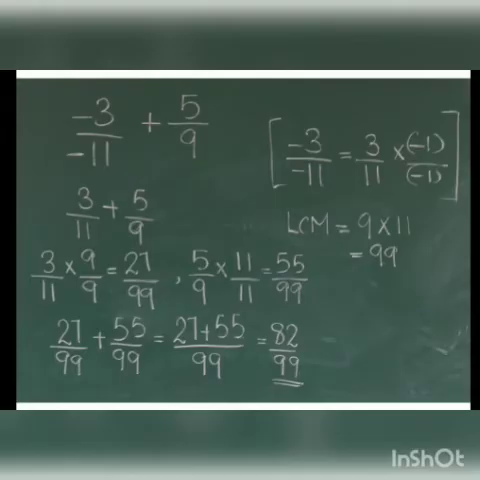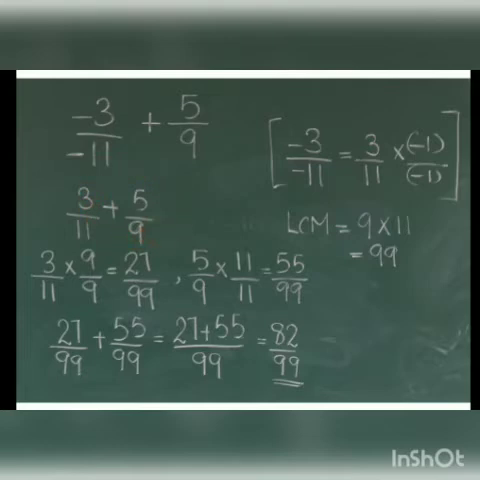Next example. Negative 3 by 11 plus 5 by 9. Here negative 3 by 11 is a positive rational number. How? In negative 3 by 11 you can take negative 1 common outside. So when you are making it into the simplest form, negative 3 by 11 we can write as 3 by 11 itself. So we have 3 by 11 plus 5 by 9.